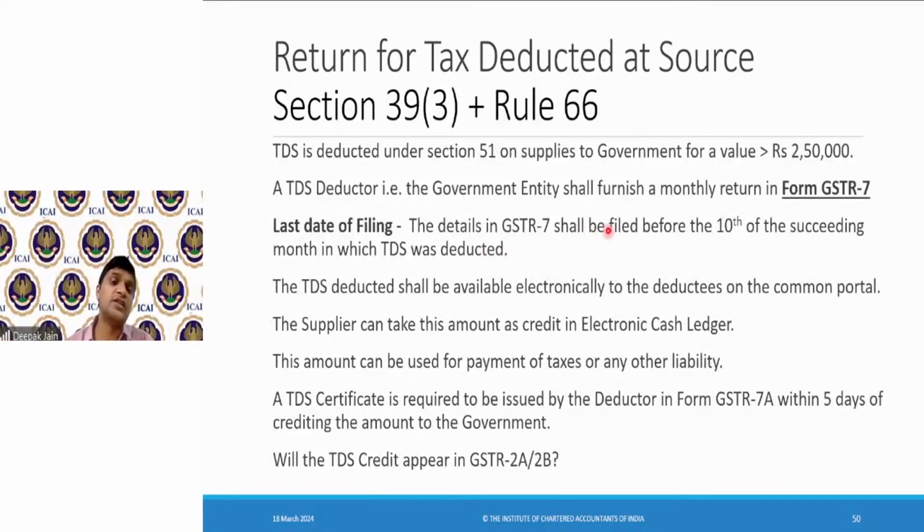The details of GSTR 7 shall be filed within 10th of the subsequent month. So we are saying 10th. They have to deduct it by the 10th and issue a certificate within 5 days of crediting. मतलब 10 plus 5, 15 को वो certificate देंगे और 10th को TDS deduct करेंगे. Clear?